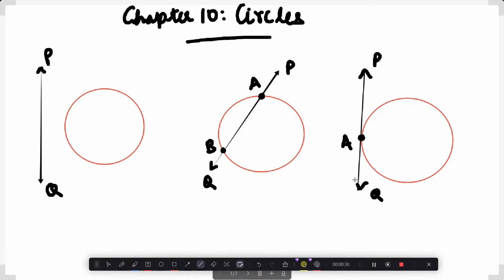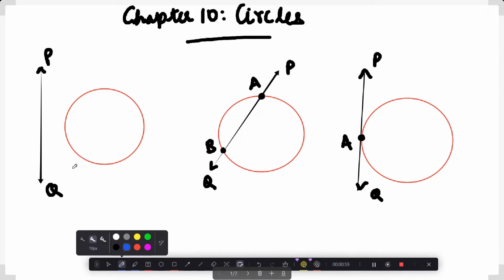Now let us look at different situations that can arise when a circle and a line are given in a plane. So we are going to consider a circle and a line PQ. So there can be three possibilities as we can see on the figure here. Either the line PQ doesn't intersect the circle at all, or it intersects at two distinct points, or it intersects at one point.